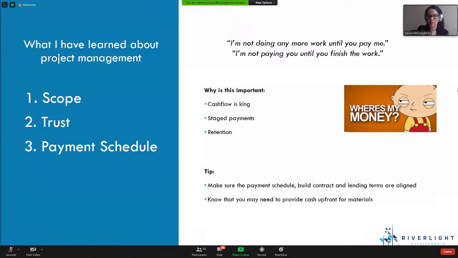So 2 top tips there. Like I said, make sure that the payment schedule, the build contract schedule, and the lending terms are aligned, so that you don't get into a situation where you are out of sync with getting people paid and having this conversation about dropping tools until I get paid.